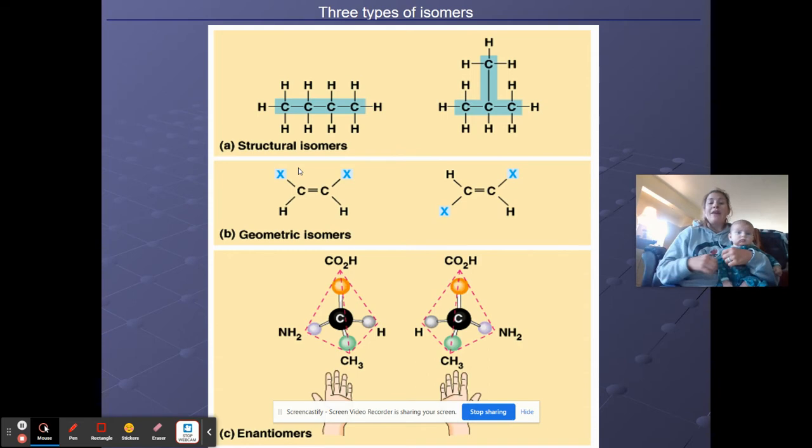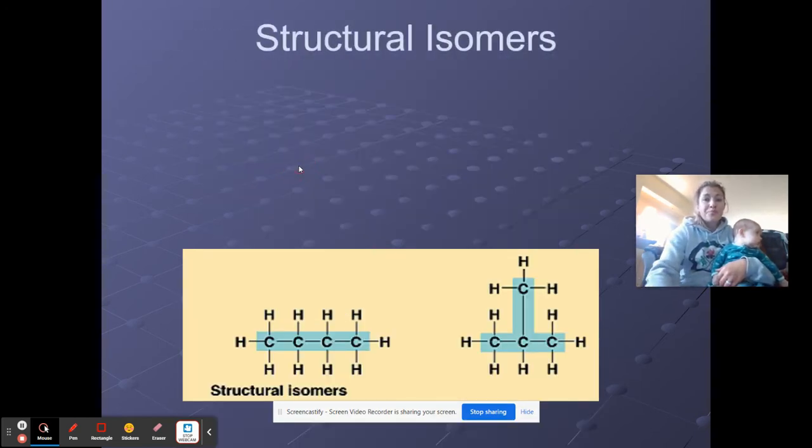And then down below, we have enantiomers. The hands there are because these are handed molecules. So they are a left hand and a right hand. Just like both of your hands are the same, but they're a mirror image of each other. So an enantiomer is a mirror image molecule. And these are denoted on molecules as being an L or a D molecule. Okay. And we're going to talk about a really weird example of that.